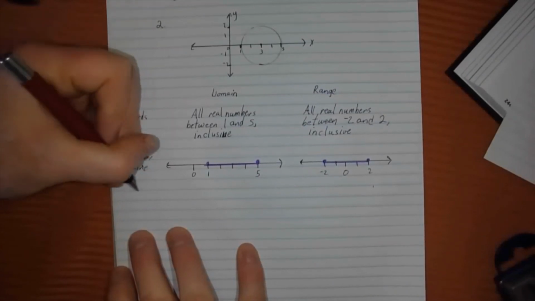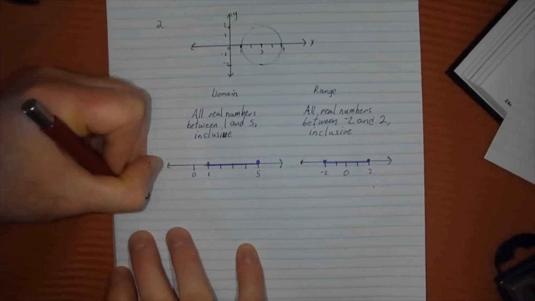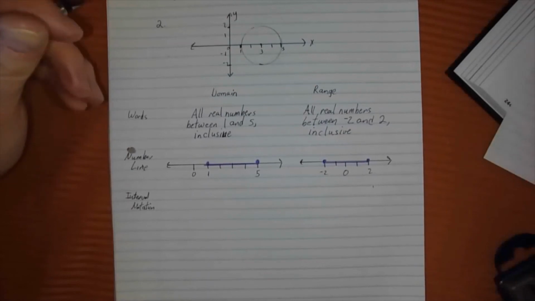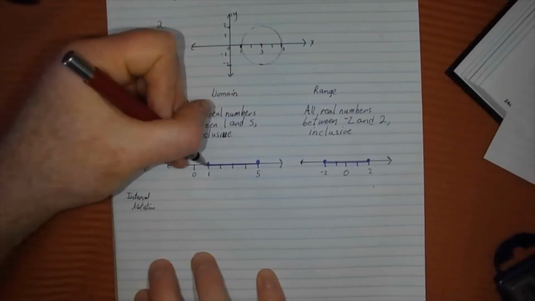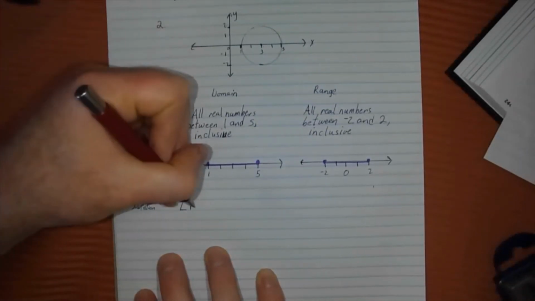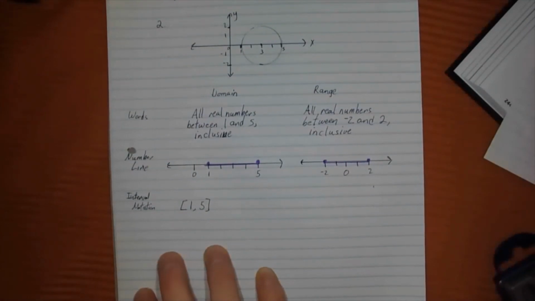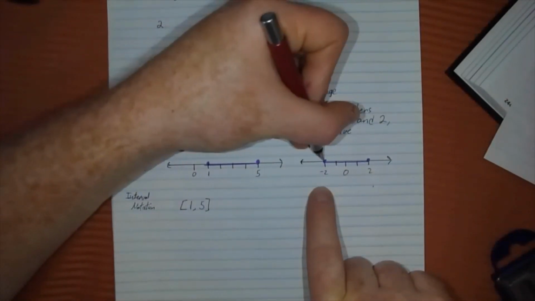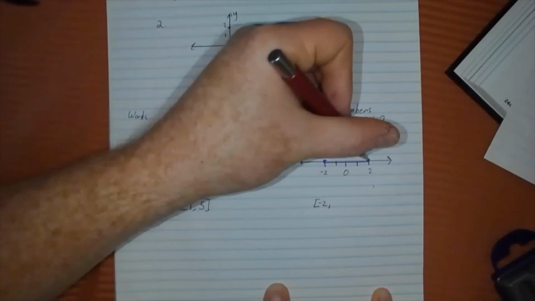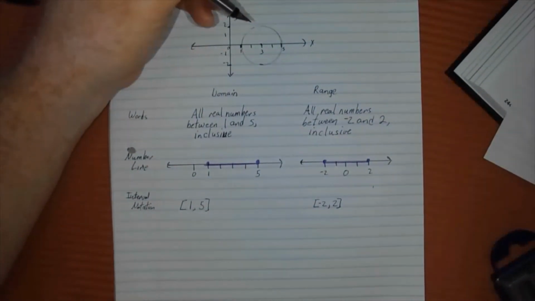Interval notation. So what's that mean? Well, what are my numbers? Closed dot, 1. Square bracket 1, comma, and then 5, square bracket. Closed dot at -2, so square bracket -2, comma, 2, closed dot, square brackets all around here.